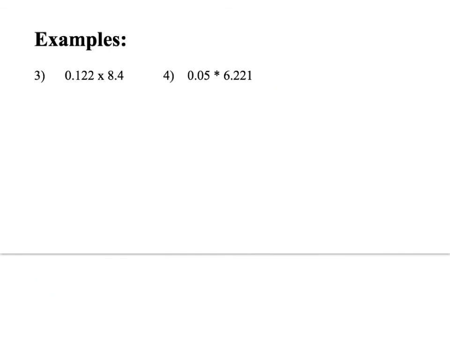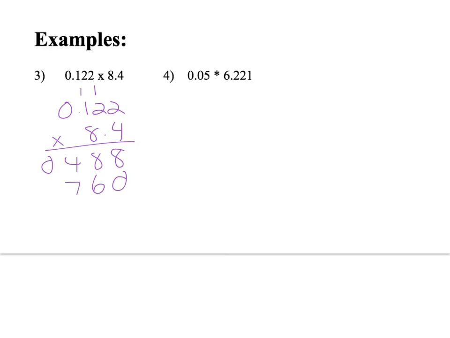Example 3, 122 thousandths times 8 and 4 tenths. Multiply like normal, 4 times 2, 4 times 2, 4 times 1, 4 times 0. Placeholder, 8 times 2, 16, carry your 1. 8 times 2 plus 1 is 17, carry your 1. 1 times 8 is 8, plus 1 is 9, 0. Add the two lines, 8, 14, carry your 1, 12, carry your 1, 10, carry your 1, 1.